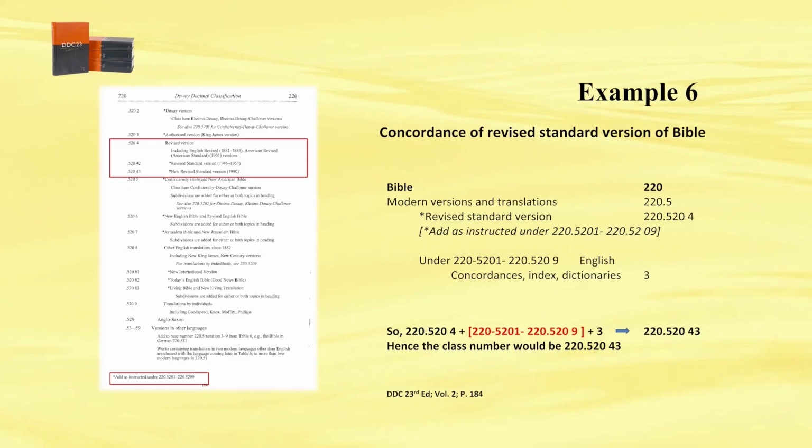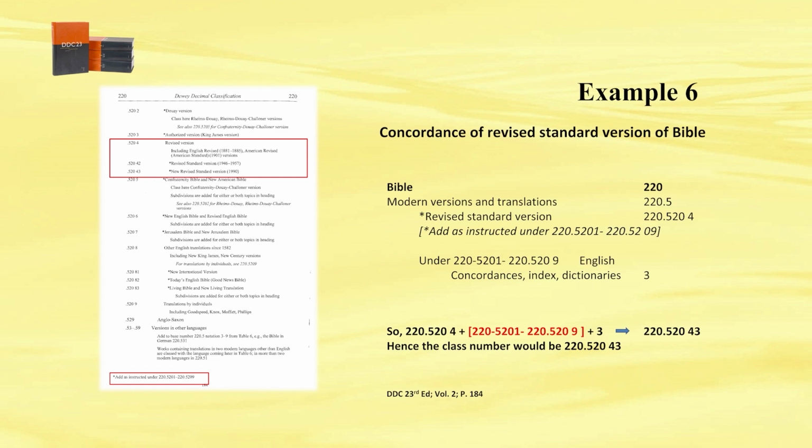You can find it at the bottom of page 184, the meaning of the asterisk mark. As per the instruction, we have to move 220.5201 to 220.5209. There is a section dedicated to English, and under it the concordance, index and dictionaries are marked with the number 3. So we have the number for the Revised Standard Version of the Bible, and from the extended subdivision we have got the number for concordance, that is 3.